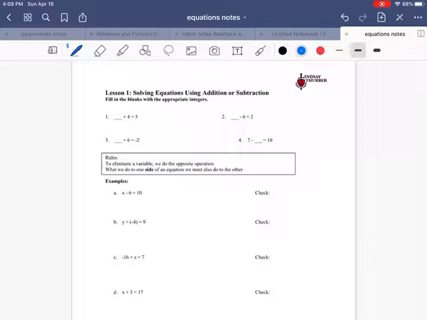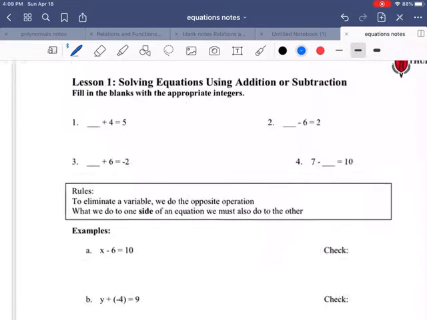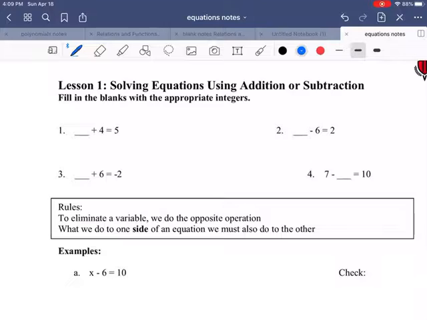All right, lesson 1, solving equations using addition or subtraction. So the first couple equations we're looking at here, you can almost just look at the blank and figure out what it has to be. So what plus 4 equals 5? Well, that has to be 1.